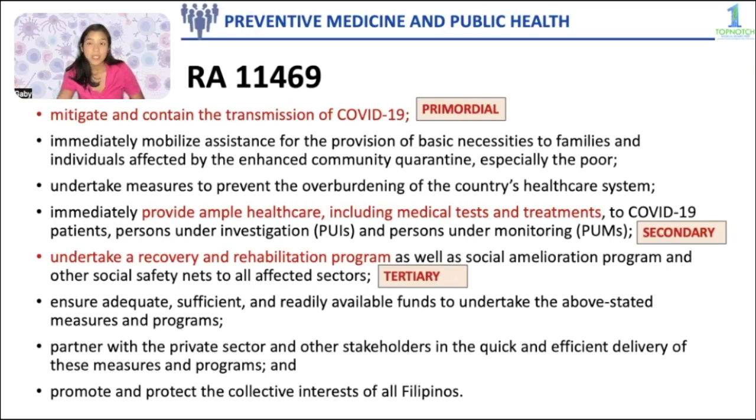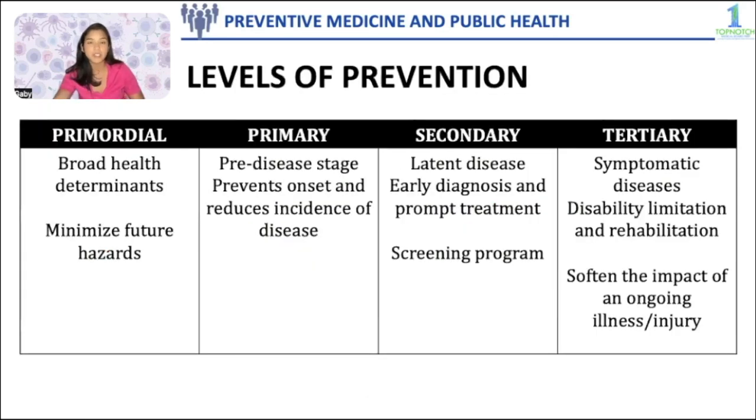There were some secondary prevention measures put there as well, such as providing ample health care, including medical tests and treatment, so early diagnosis and early treatment for patients who do have it, and to undertake a recovery and rehabilitation program for those patients who eventually did develop symptomatic COVID-19. So, okay, this is a reminder of your levels of prevention.